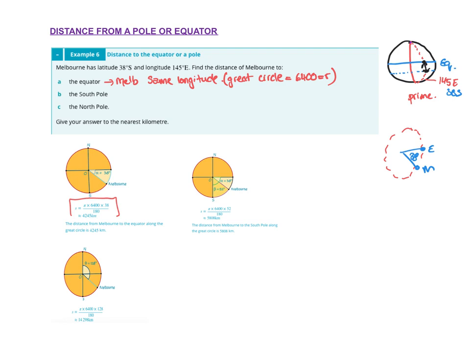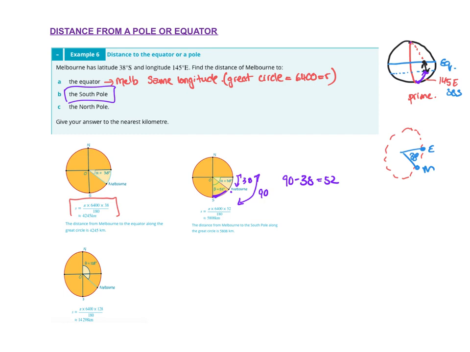Now, in the next one, between Melbourne and the South Pole, we're still pretending we're on the same longitude, but going from Melbourne down to here. Melbourne's at 38, so it went 38 that way, and the South Pole is 90 all the way down. So this distance in here is 52. They find 90 minus the 38 equals the 52.